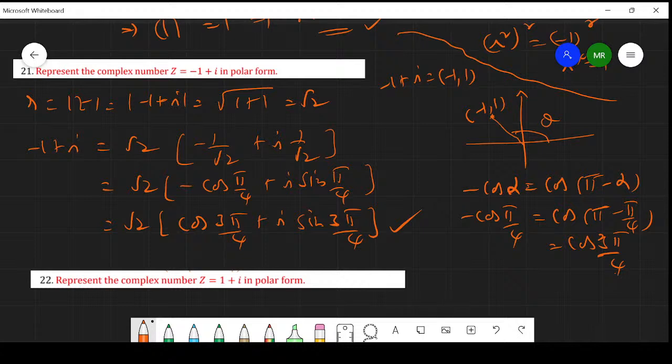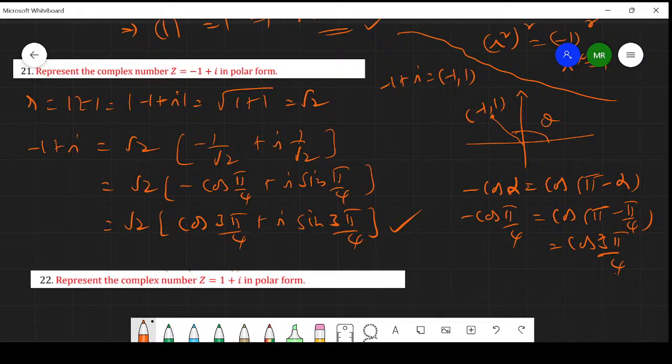Sometimes they will ask, sir, find only the amplitude. Then you follow the same method. 3 pi by 4 is the amplitude. Root 2 is your modulus. They may ask any one. You follow this method. After completing this form, 3 pi by 4 is called the amplitude, and root 2 is called the modulus of the complex number.